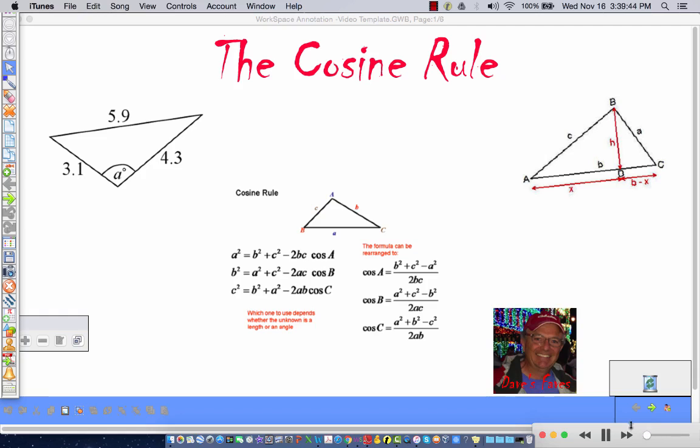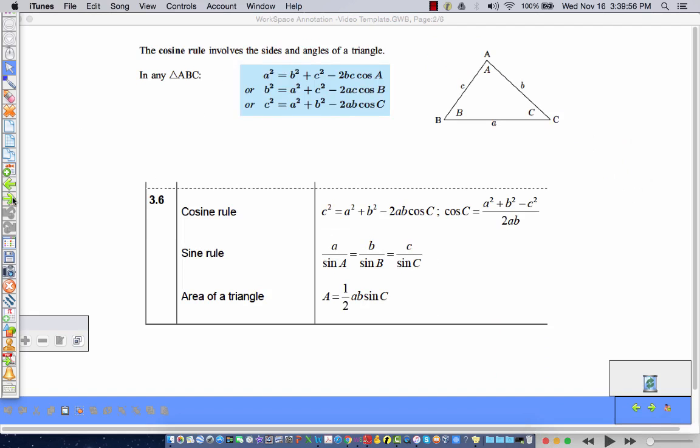For now, let's go ahead and go with the cosine rule. Okay, so here is the cosine rule. I learned it as the law of cosines. It involves the sides and angles of a triangle. So in any triangle, these relationships occur, and we can use them to solve for missing parts of a triangle.